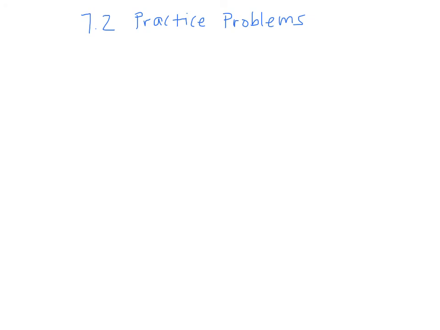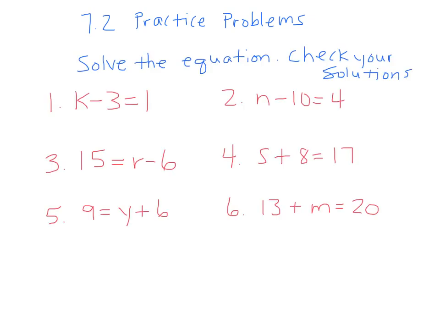Alright, here are your 7.2 practice problems. Complete these for discussion for Thursday, and then you'll be all set. So you have 6 problems. I expect that your equations are set up exactly like I just showed you in the examples. And also, do not forget to check your solutions. So once you find out what k equals, n equals, r equals, s, y, m throughout the 6 problems, you have to fill in what those variables would be in that equation. So that's how you can check them. Do exactly like I just showed you in your examples. Make sure this is done for your twirl group.